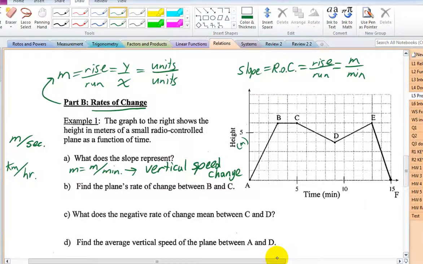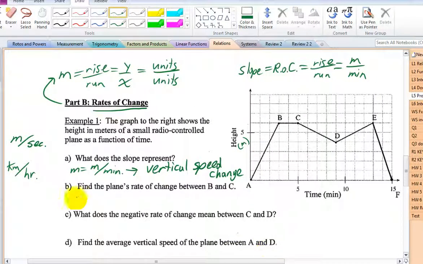So what's the plane's rate of change between B and C? What's your slope? Well, what's your rise? From B to C, what's your rise? 0 meters. What's your run? 2 minutes. So what is your slope? 0 meters per minute. There is no change. There's no rate of change. It's constant. Okay.